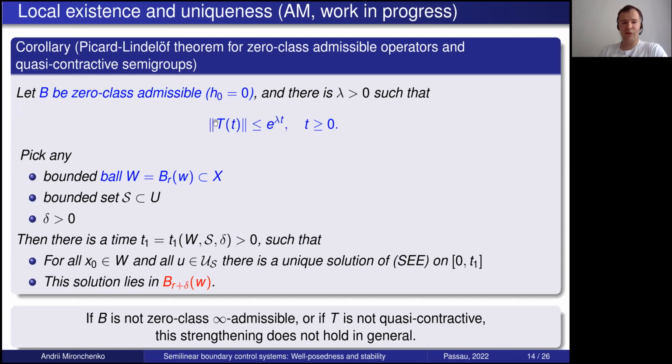And if in addition our semigroup is quasi-contractive, so it satisfies such an estimate with coefficient m equal to 1, then for the same data as before, we can verify that there is some time t1 such that the solution lies in the ball of radius r plus delta. So basically, for any original ball, we can take a bit larger ball and we can find uniform time for existence. And at the same time, we stay in that delta ball. This is what we have.